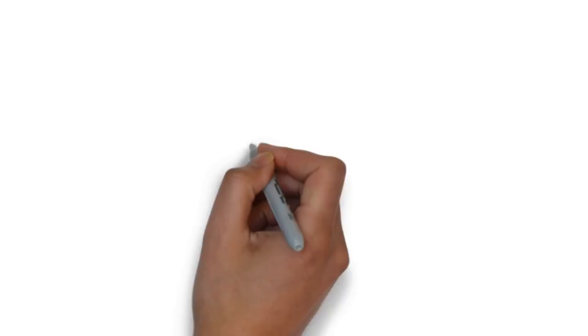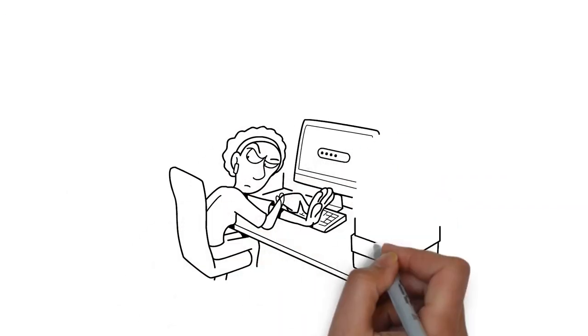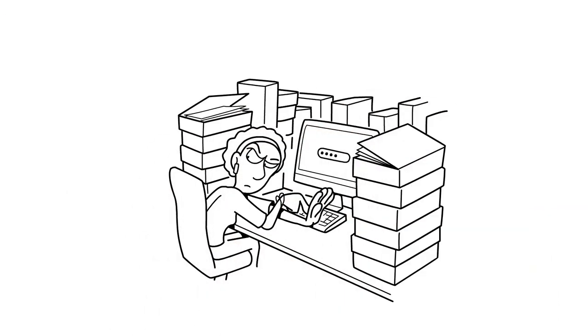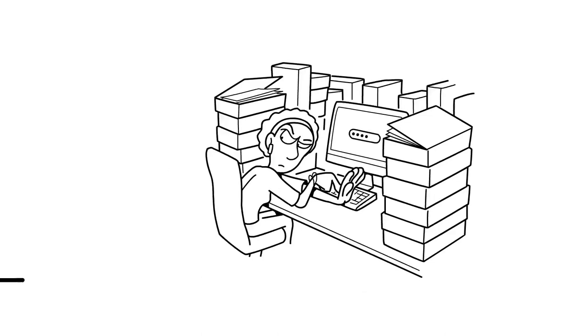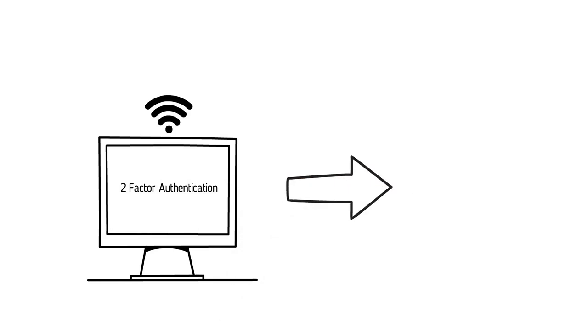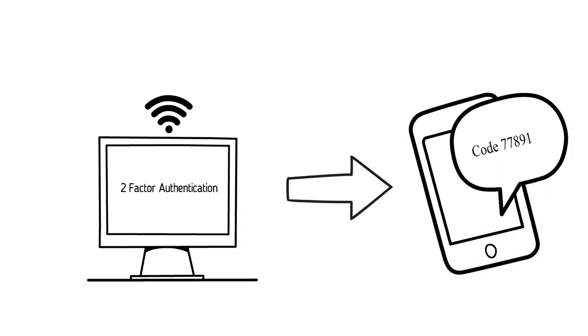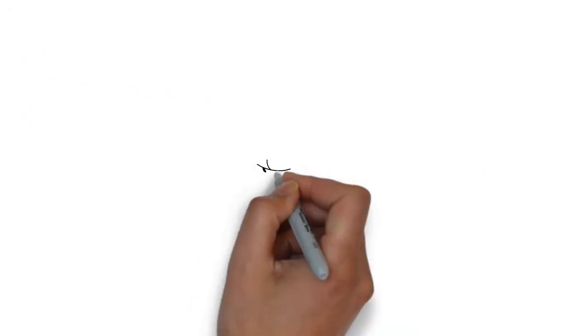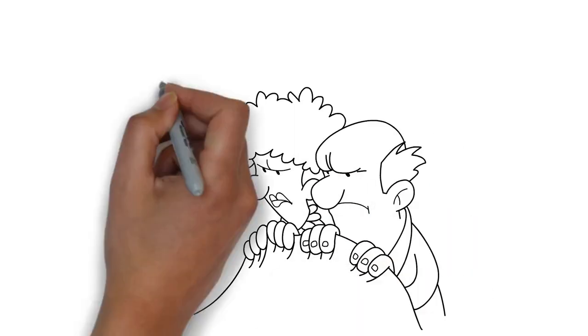Second, change the default password and make it unique. Don't reuse the same password on all devices. Some devices offer two-factor authentication, so turn it on and a code will be sent to your phone whenever you log in. And lastly, please don't place cameras in bedrooms.